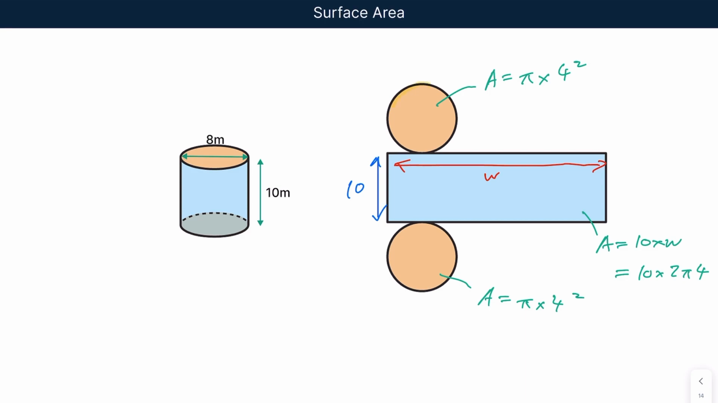So this length, in fact, let me just use a slightly bigger one and a different color. So this here is the same as rolling it out into this here. Okay, that is crucial. And that is how you find that area.